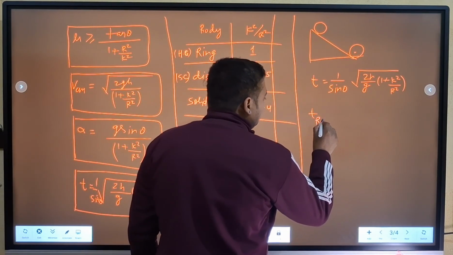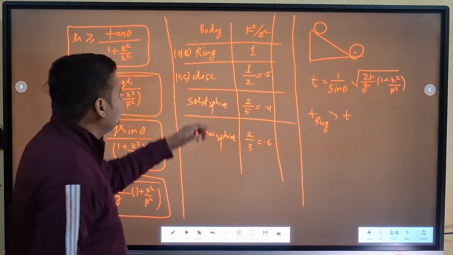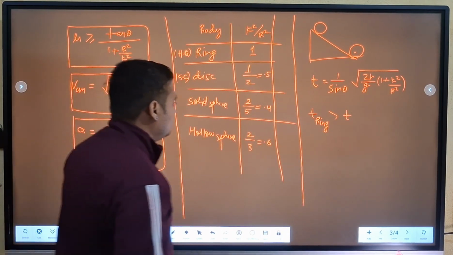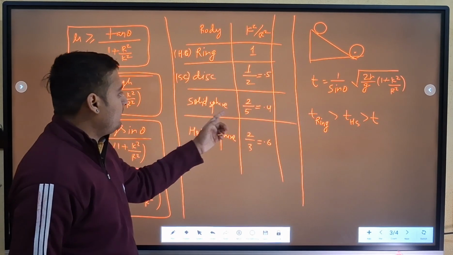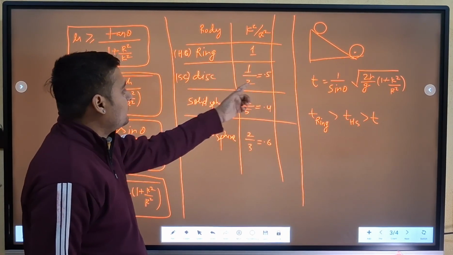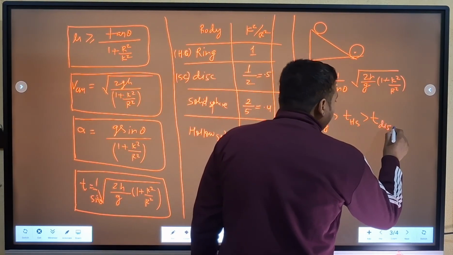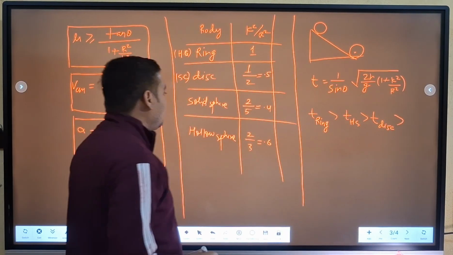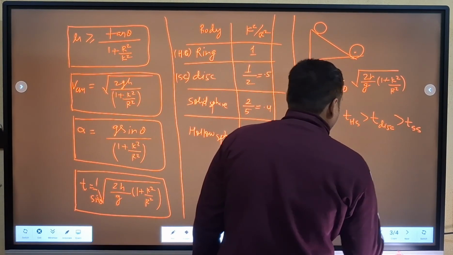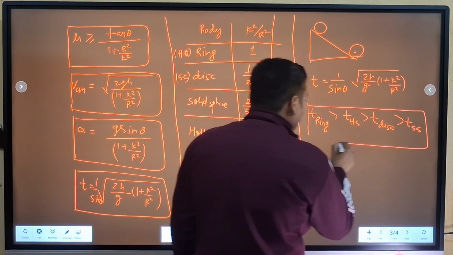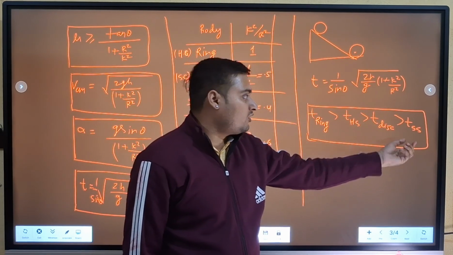So I will write, time taken by the ring will be greater than the time taken by the hollow sphere. Then time taken by the disk, which will be equal to 0.5, will be greater than the time taken by the solid sphere. So this is the order of time taken. So from here we can write, solid sphere will take the least time to reach the bottom point.